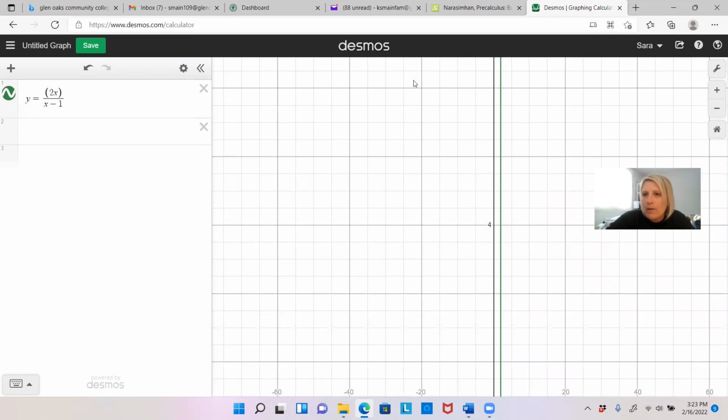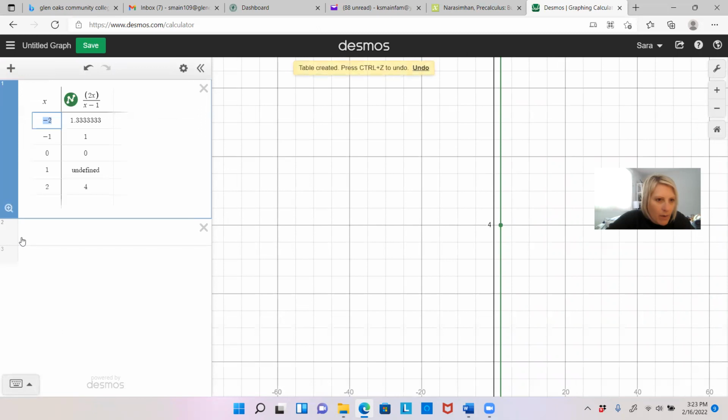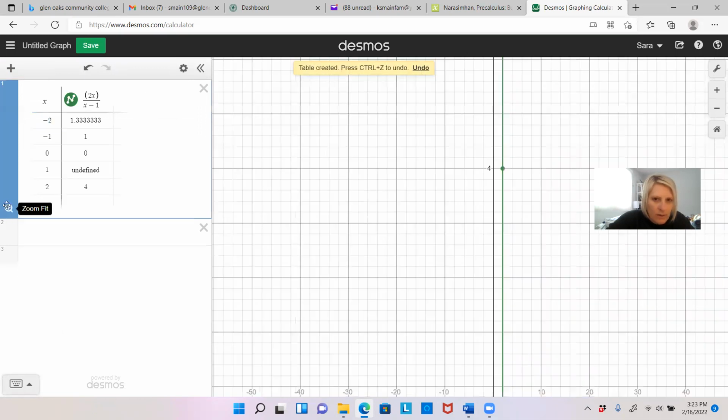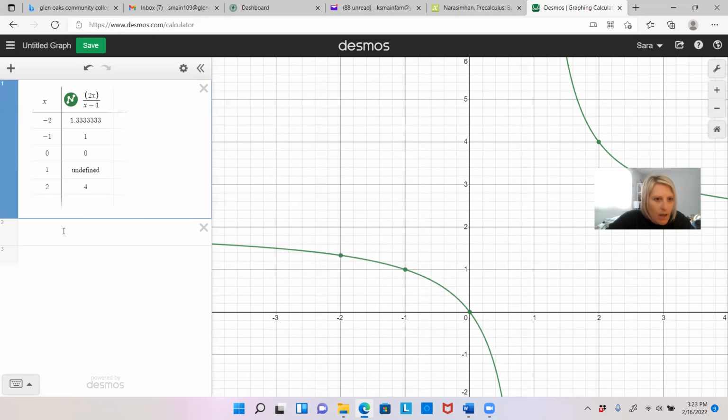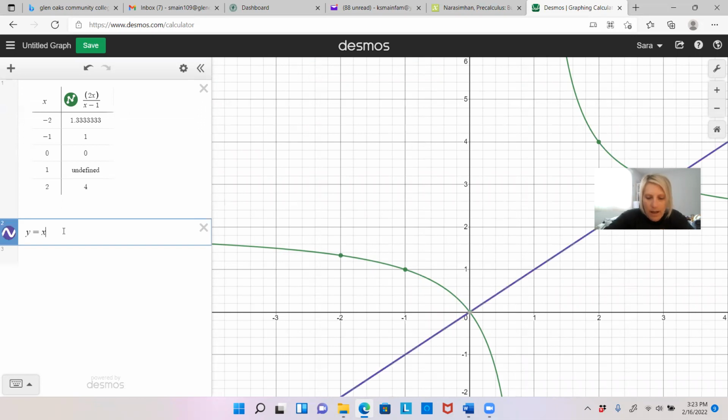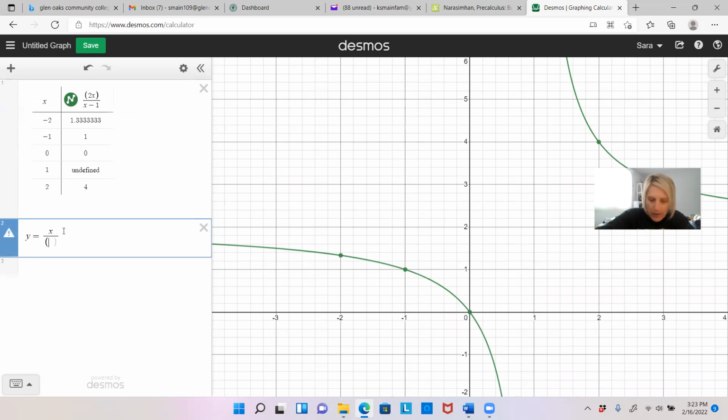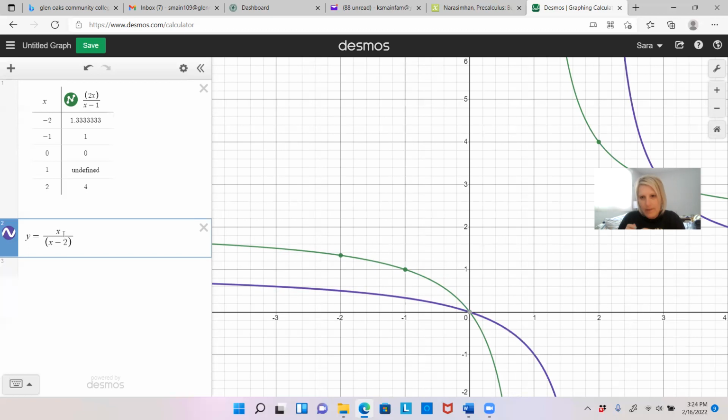And what I'm going to do is go to make a table, and that way my magnifying glass shows up here on the left, and I can just do a zoom fit and it will correct it. And then I'm going to put the function that I think is the inverse function. So that is going to be y equals x divided by parentheses x minus 2. I think that's my inverse. And that's pretty cool looking for 53.